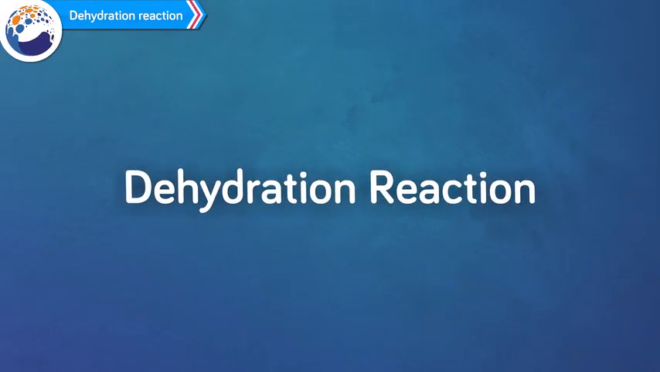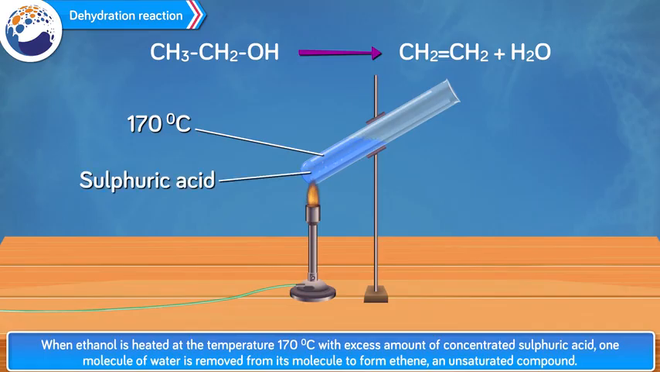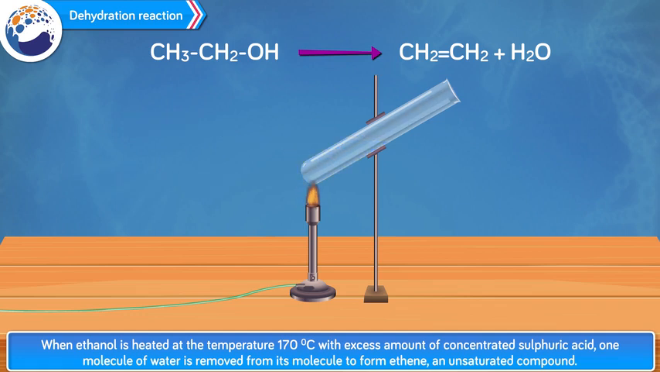Dehydration reaction. When ethanol is heated at the temperature 170 degrees Celsius with excess amount of concentrated sulfuric acid, one molecule of water is removed from its molecule to form ethene, an unsaturated compound.